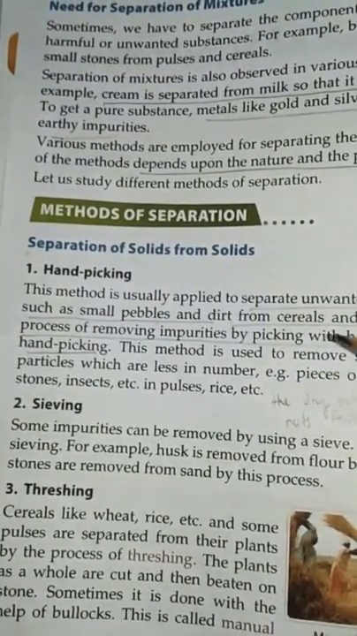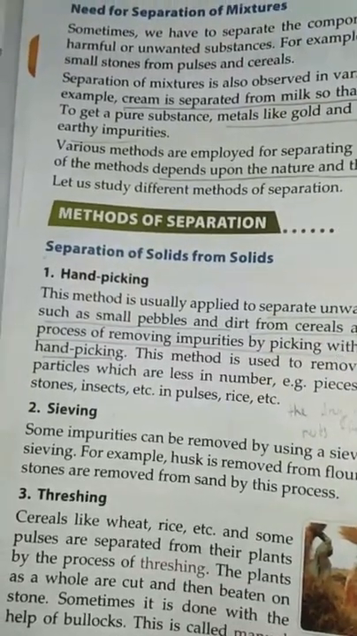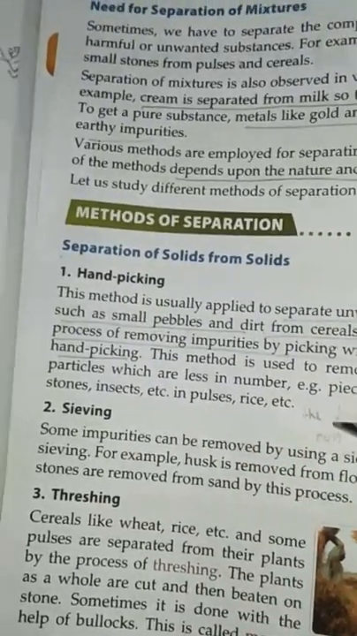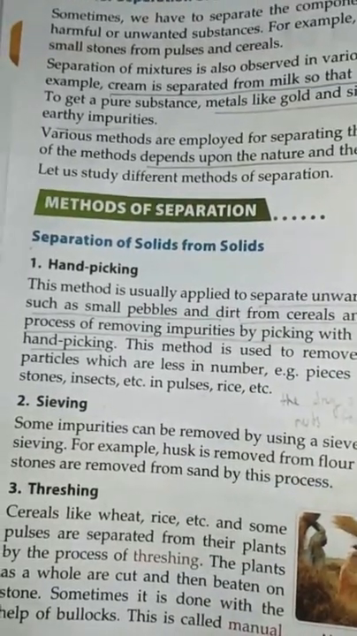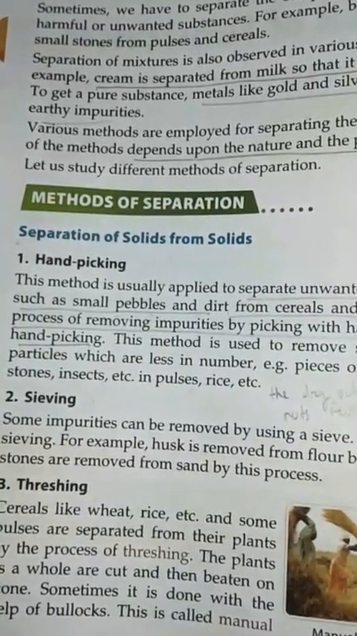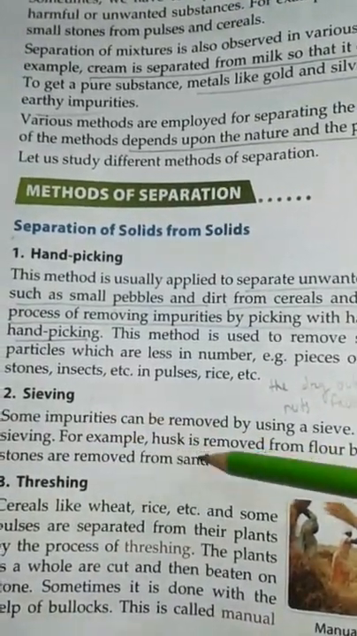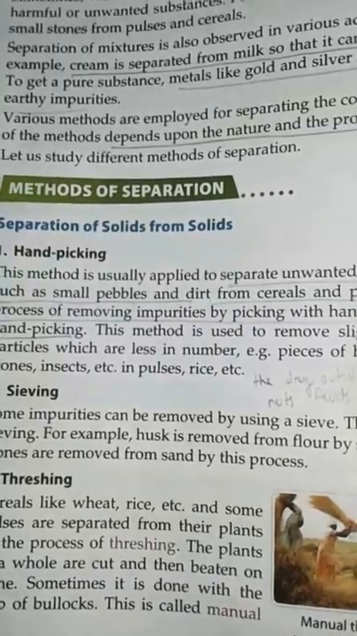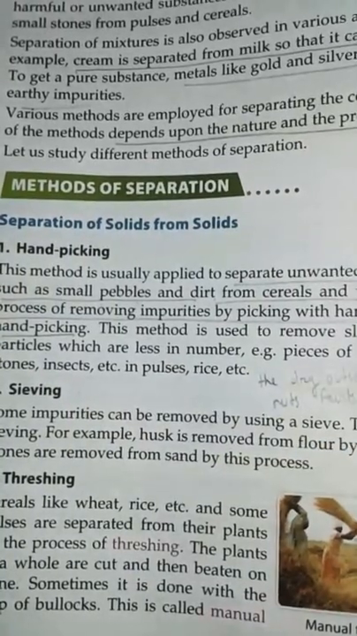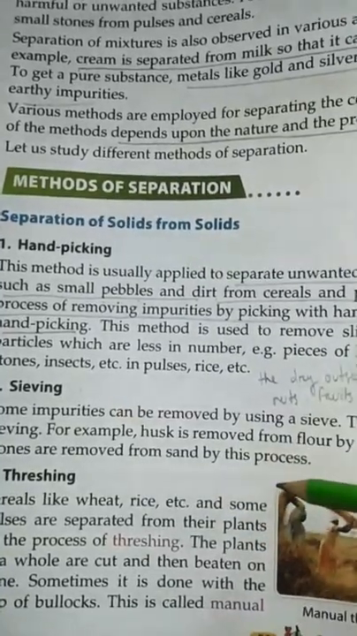This method is used to remove slightly large particles which are less in number. Example, pieces of husk, small stones, insects in pulses, rice, etc. Here husk means, children, the dry outside layer of nuts, fruits, seeds or grains. Then comes sieving. Some impurities can be removed by using a sieve. This is called sieving. For example, husk is removed from flour by sieving. Big stones are removed from sand by this process.